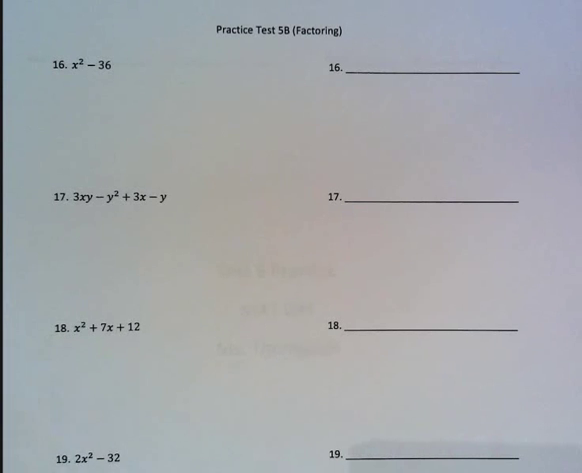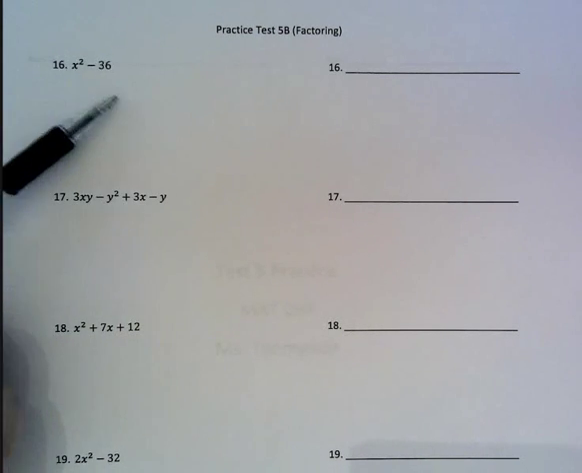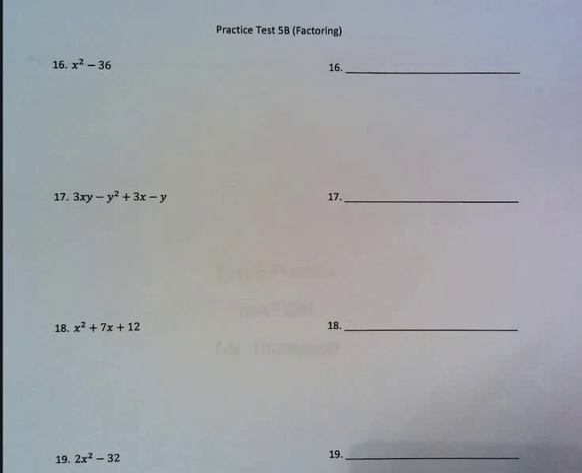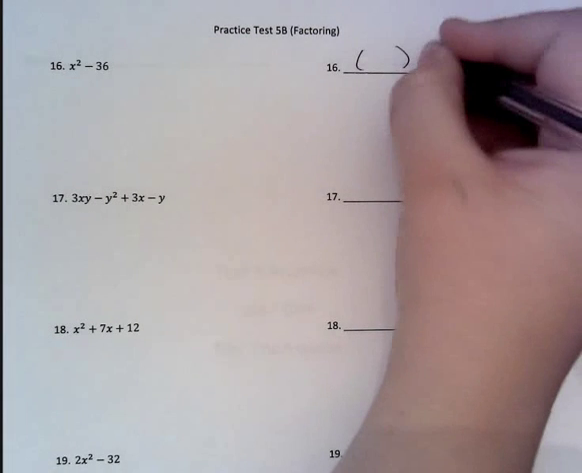Last page. Number 16. Step 1 is to identify the greatest common factor. There isn't one. So step 2 is to identify the number of terms. There are 2 terms, and it is the difference of 2 perfect squares. So that is my car method.